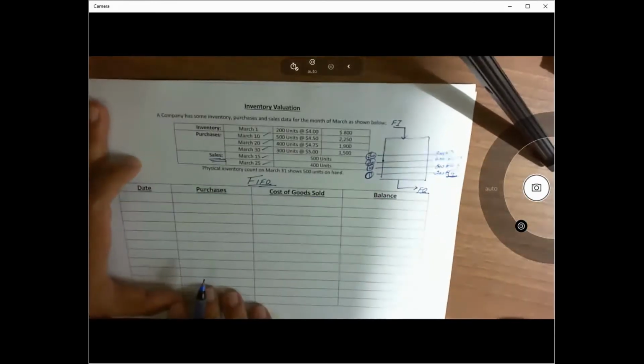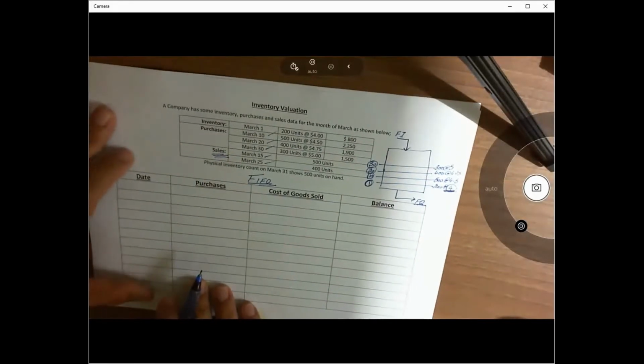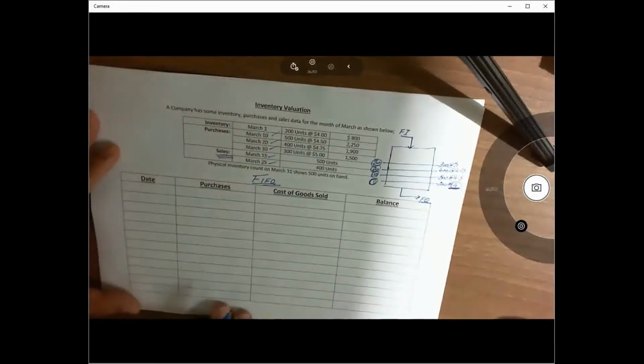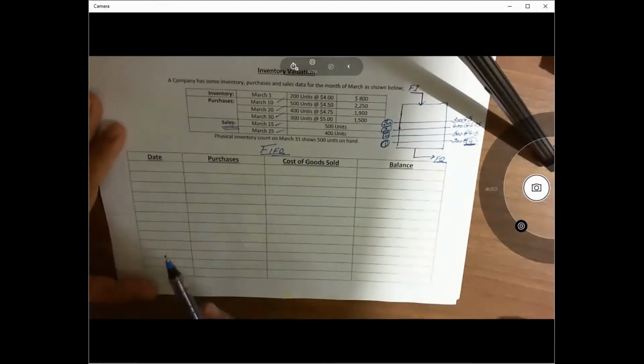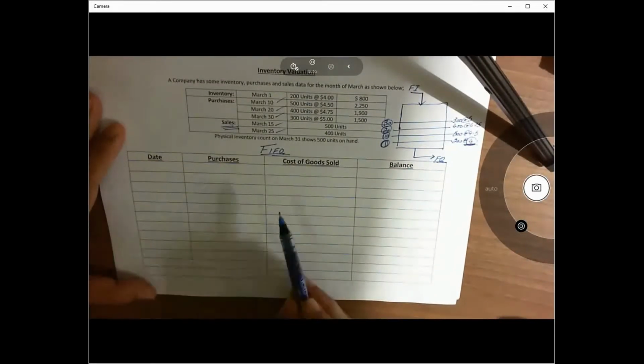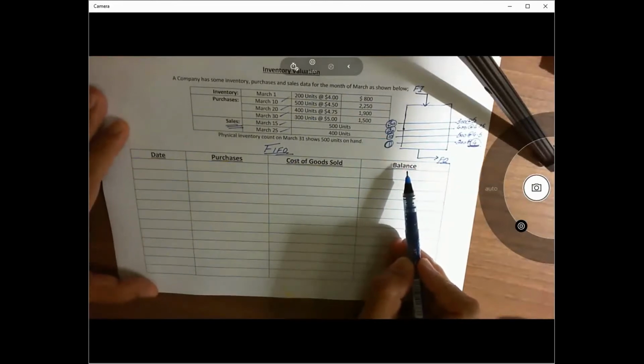Let's try to understand it over here by using a little bit of the table which we have over here. So in the table, you can see we have date, purchase, cost of goods sold, and the balance. These are the four main things which we are going to use over here. We need to go by chronological order, which means that we have to follow the time period. Let's try to write them one by one.